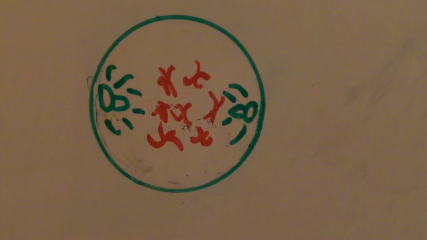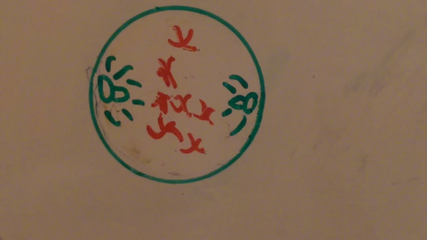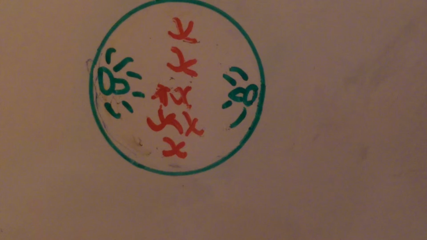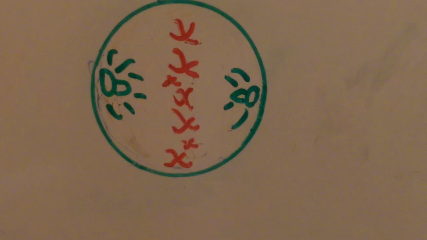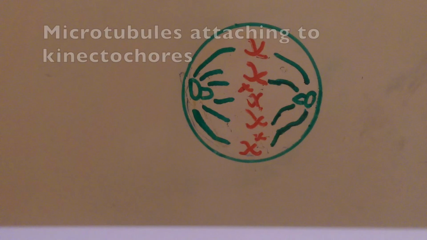As of now, spindle fibers emitting from the centrioles have attached to the centromeres of the chromosome. In the second phase, known as the metaphase, the centromeres containing paired chromatids begin to line up across the center equator of the cell.